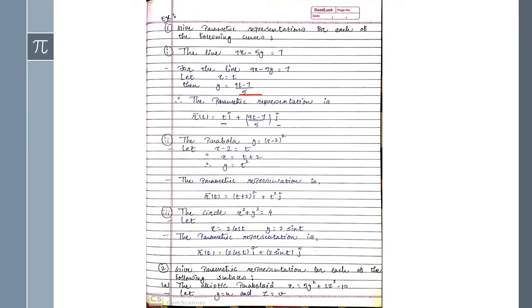Now just put the values of x of t and y of t. So that will be x of t, that is t plus 2, and y of t, that is t square. So here I have written its representation. Now it's given for the circle, and the equation is x square plus y square equals 4.